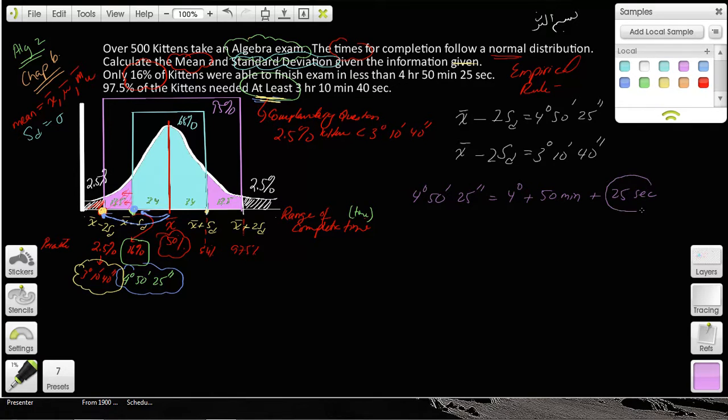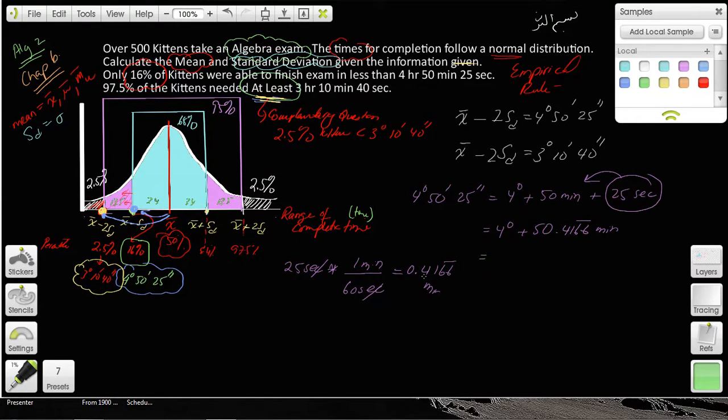So I change seconds to minutes first. How do we do that? Well, we know 25 seconds. How do we change that to minutes? Well, 60 seconds is 1 minute, so this will give us the number of minutes, and that ends up being 0.4166 minutes. So you can rewrite this as 4 hours plus 50.4166 minutes.